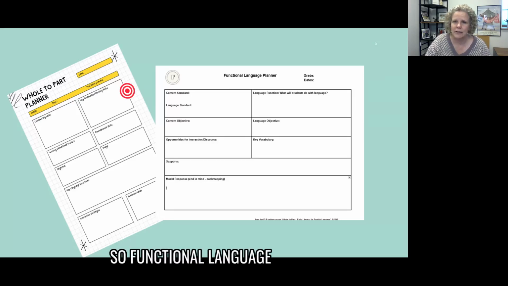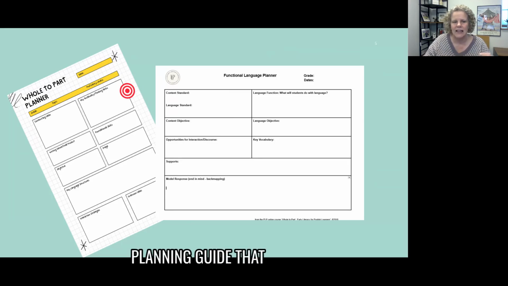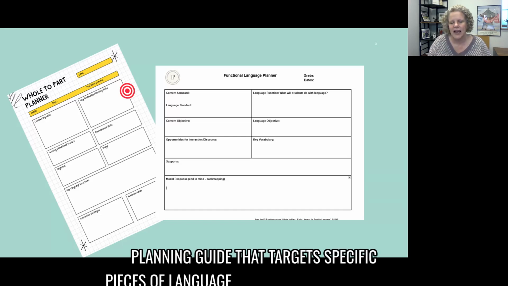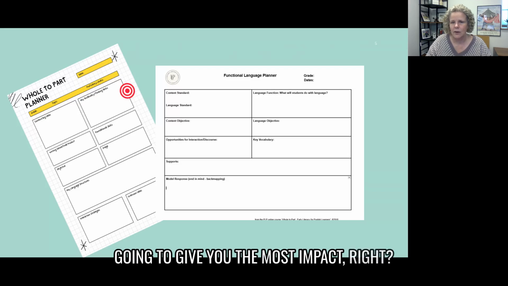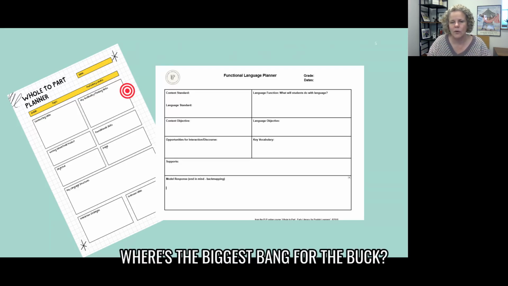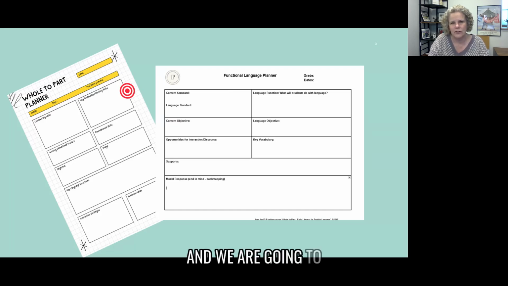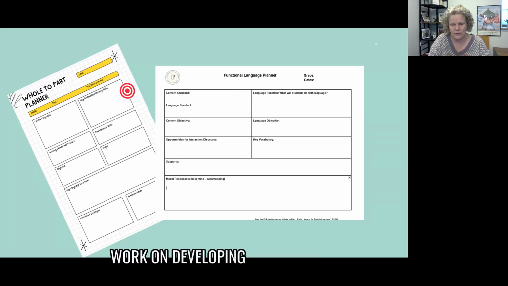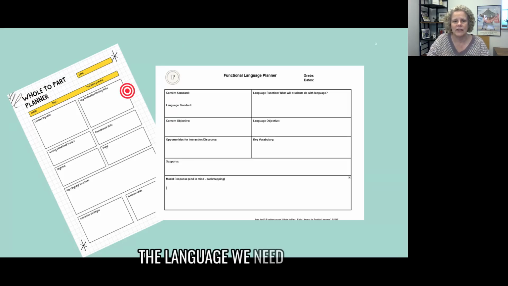So functional language planning requires that you develop a planning tool, a planning guide that targets specific pieces of language so that you know what's going to give you the most impact, right? Where's the biggest bang for the buck? What do students need today to communicate this? And we are going to work on developing the language we need, the functional language, right? The language we need to function.